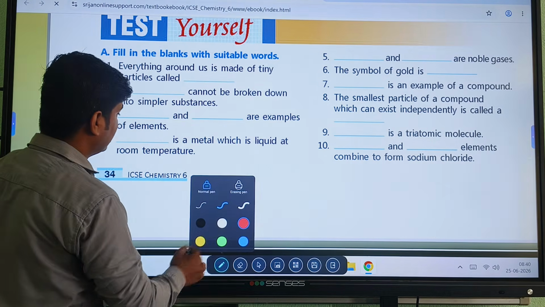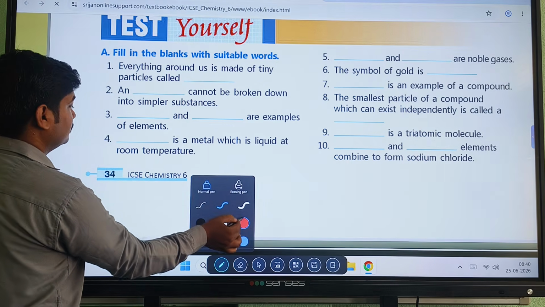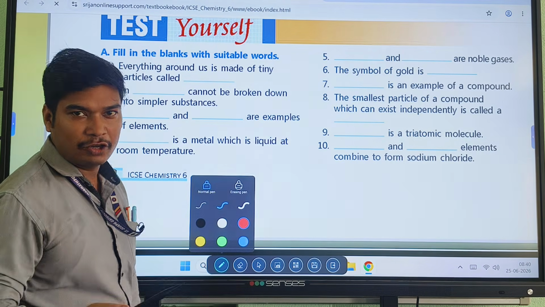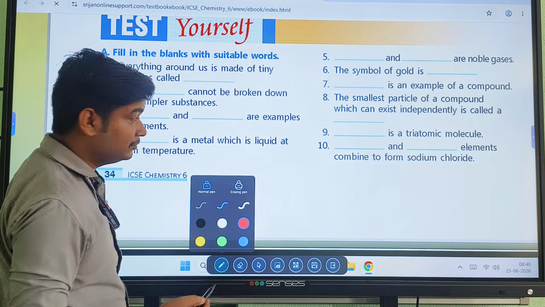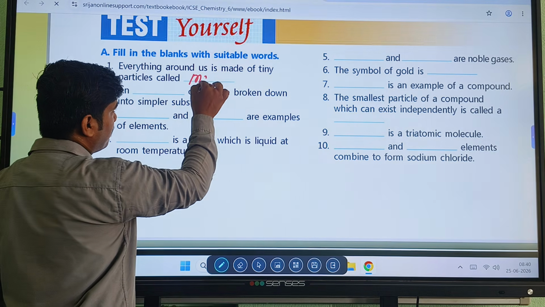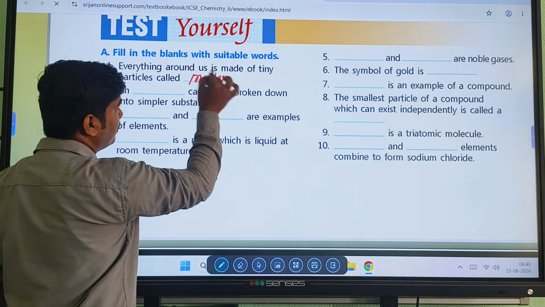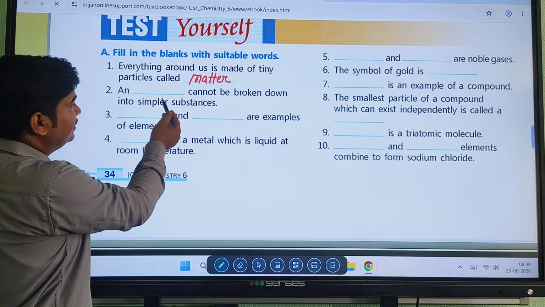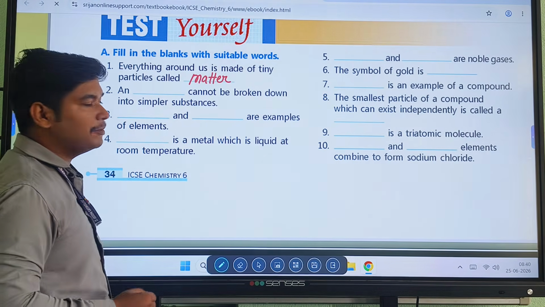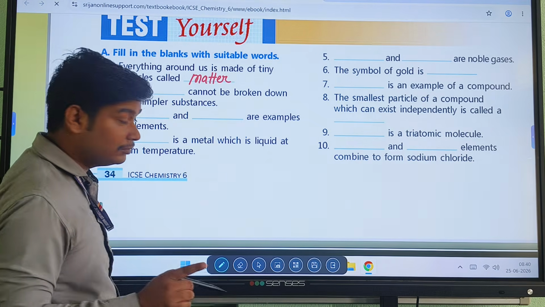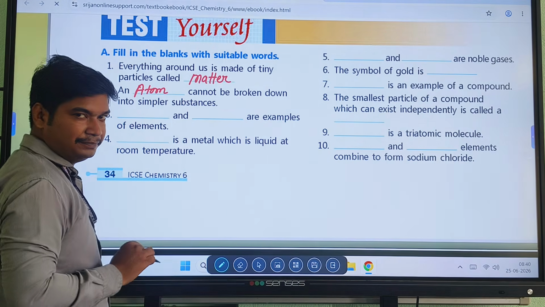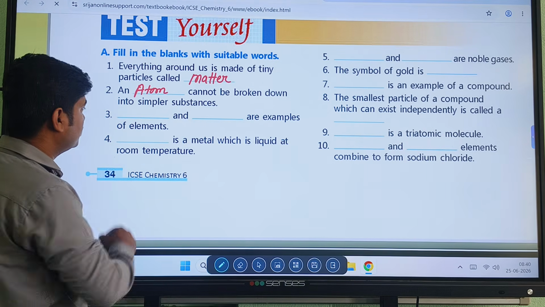Here the question is given that everything around us is made up of tiny particles called, what will be the answer? The answer will be matter. Okay. Now, dash cannot be broken down into simpler substances. Which one? The answer will be atom. Okay.